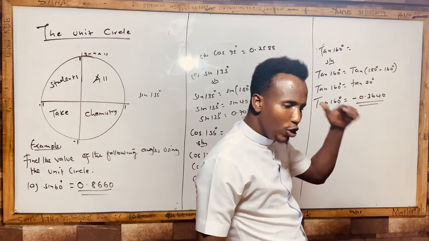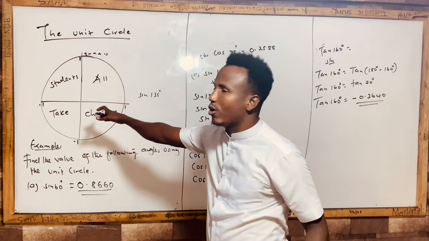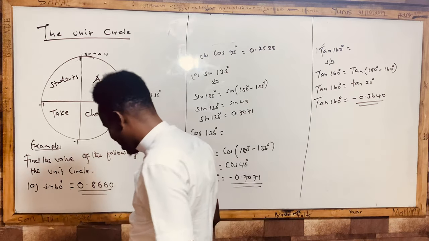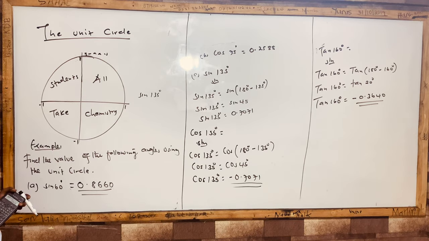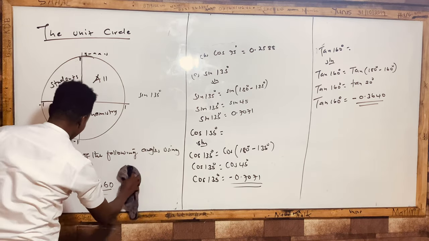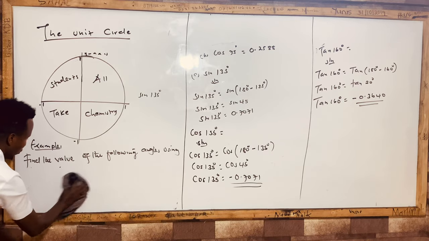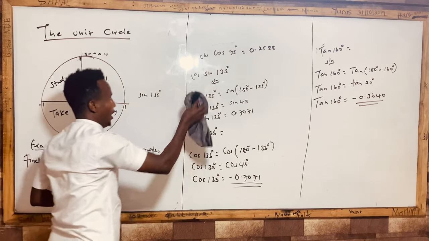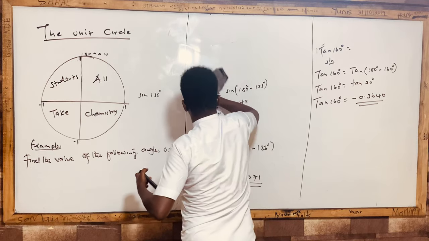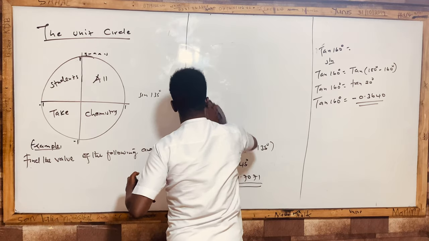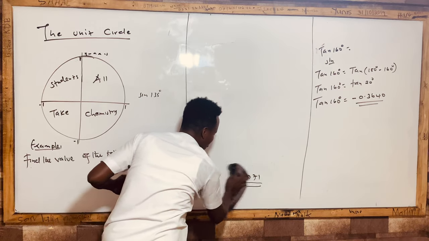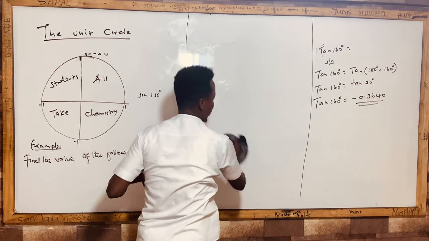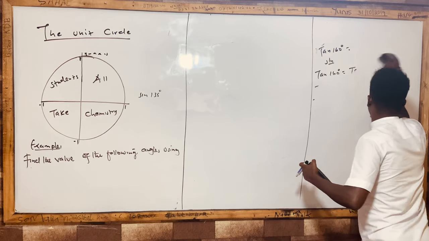What if the angle given falls in the third quadrant? Let's see that. We will use the same instruction. Let's go, guys. It's very easy. People are saying trigonometry is very hard. It's not hard. It was not hard, and it will never be hard, guys, for your information. Let's go and see this one.